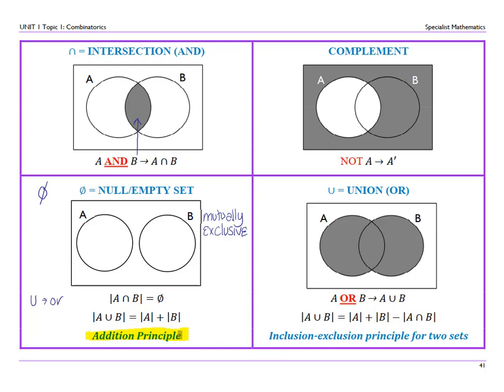When I'm looking at the union, which is or, A or B, A union B, then in regards to my sets, I have the number in A, I have the number in B. But if I've done that, what you should see is you've added the intersection twice. So you've essentially added that twice, so we need to take it away. So we take away the number in A intersects B. This is known as the inclusion-exclusion principle for two sets.